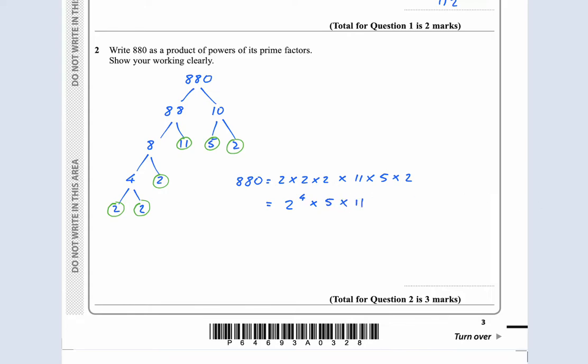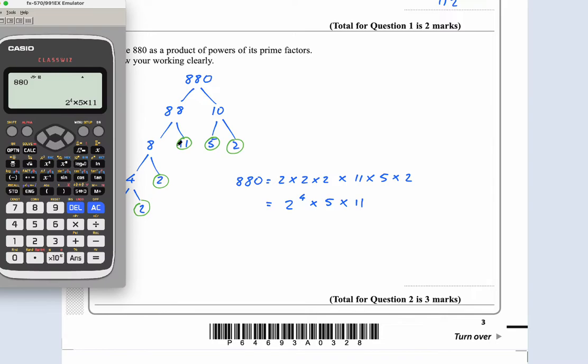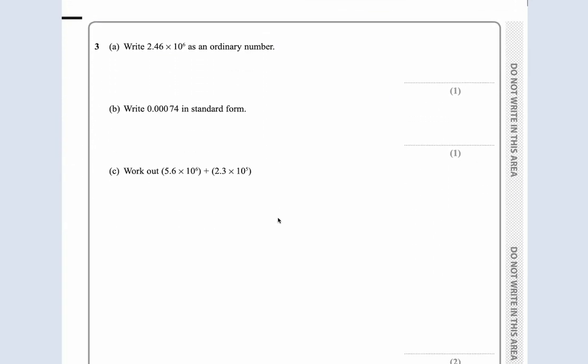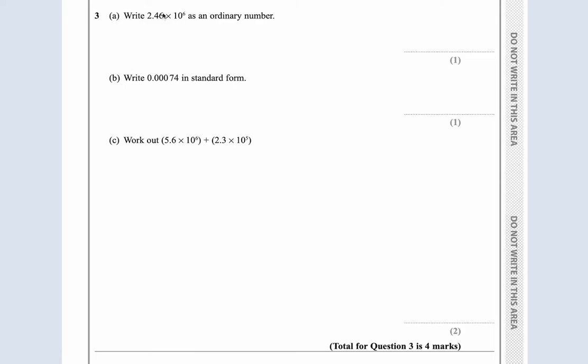And that's the answer, because, well, I have it here, 2 to the 4 times 5 times 11. So this is good to check your answer, but if you just write that down, you'll get no marks. So obviously, don't do that. Show your working.